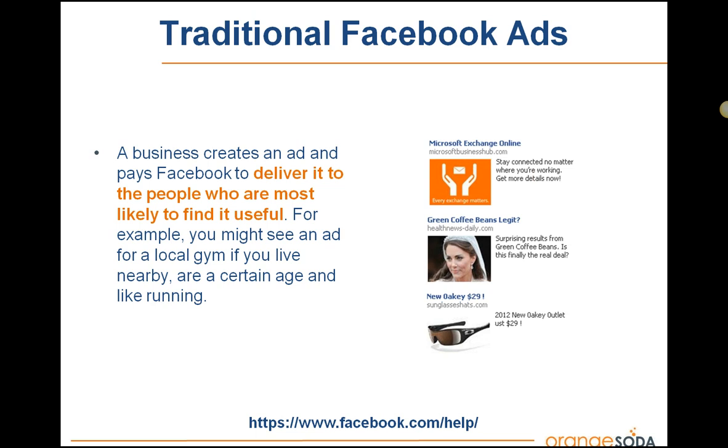So let's say Gold's Gym wanted to advertise to people who like running or like weightlifting, live within a certain radius of the city, and are between the ages of 18 and 25, something like that. That's how they would use these traditional Facebook ads, and the ads would show up right there in between the news feed and the chat. So that's what the traditional Facebook ads are.